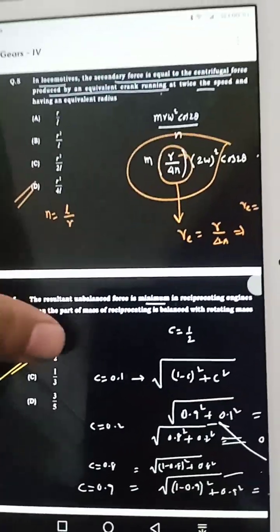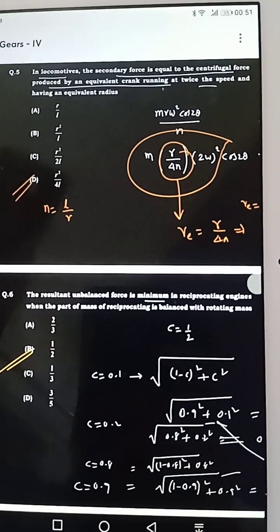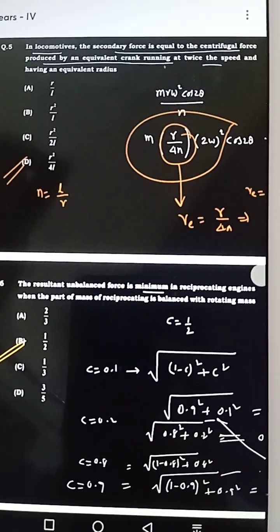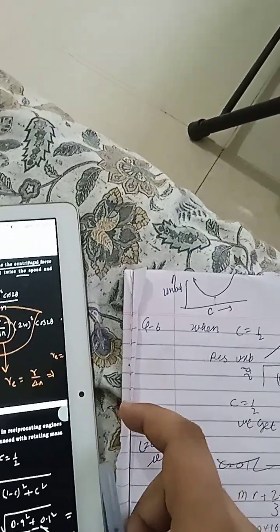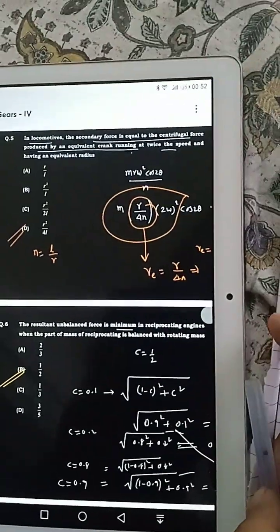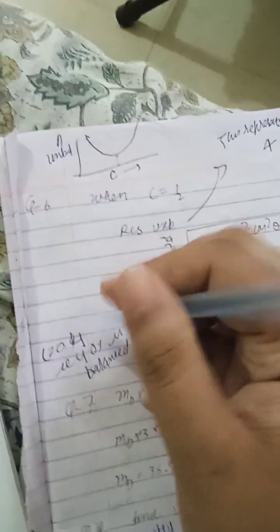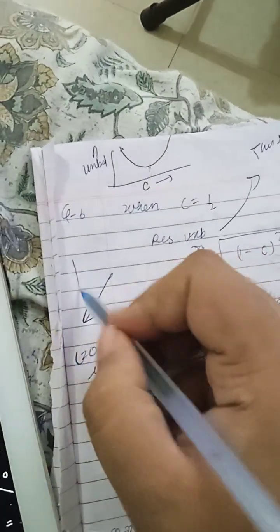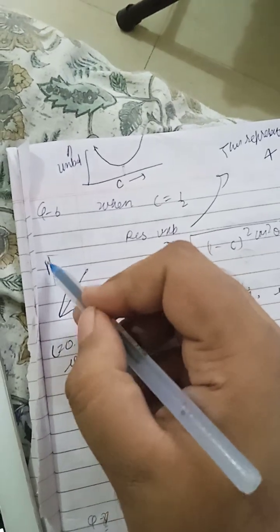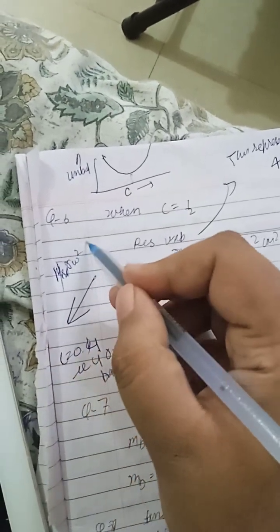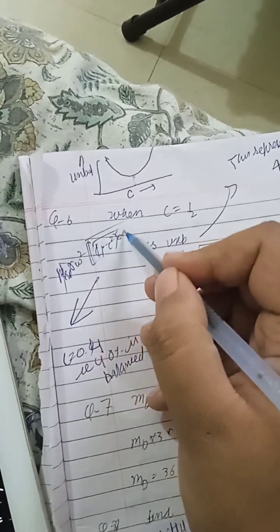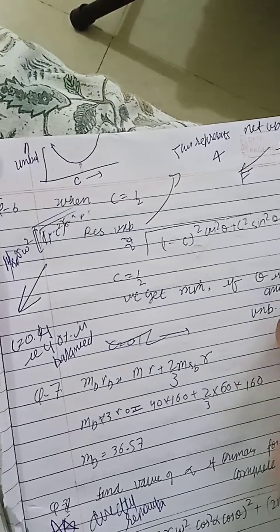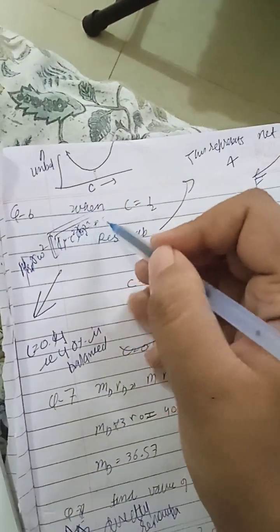The resultant unbalanced force is minimum in reciprocating engines when part of the reciprocating mass is balanced with rotating mass. कितना परसेंट reciprocating mass को अगर balance करोगे, then we get the minimum unbalanced force. Minimum unbalanced force की direction we know, and the formula we know: m r omega square times 1 minus under root 1 minus c square sin square theta plus c square cos square theta, c square cos square theta plus c square sin square theta.